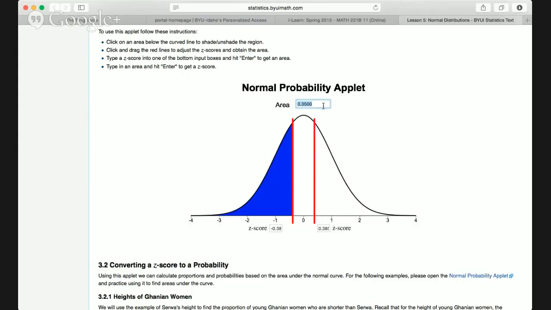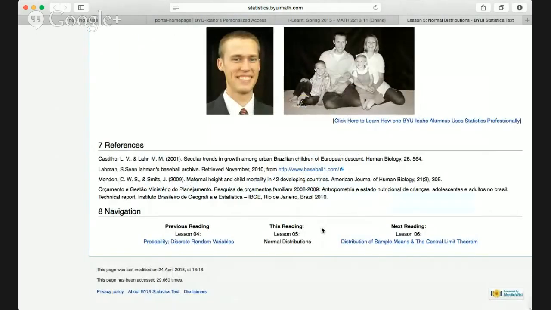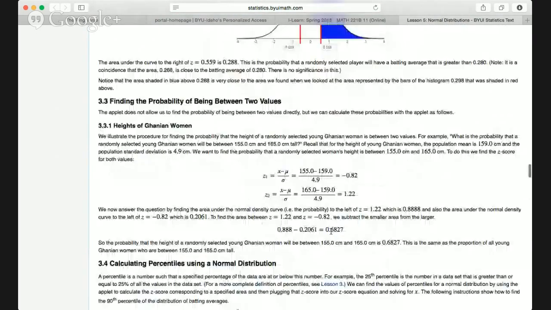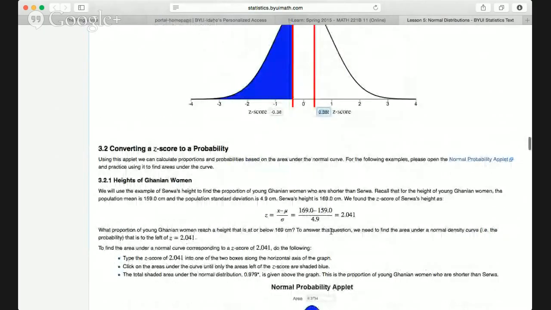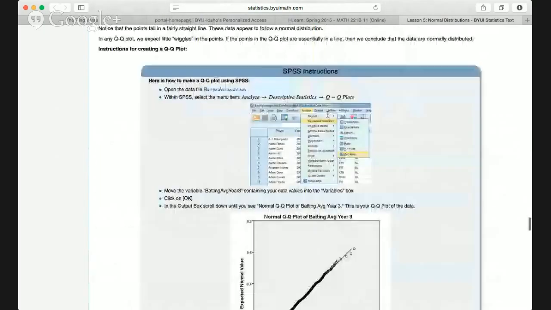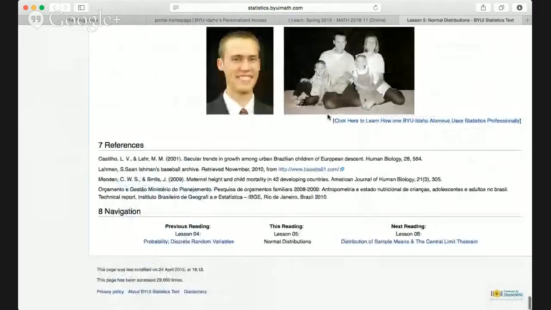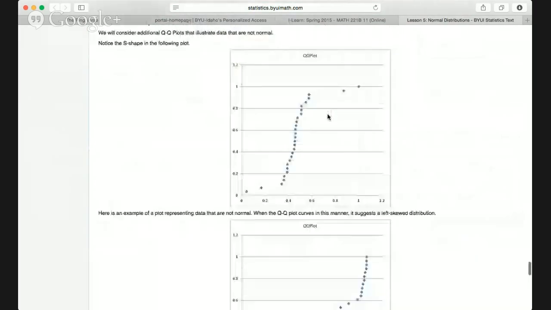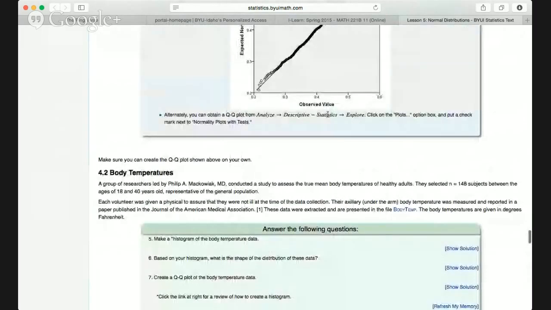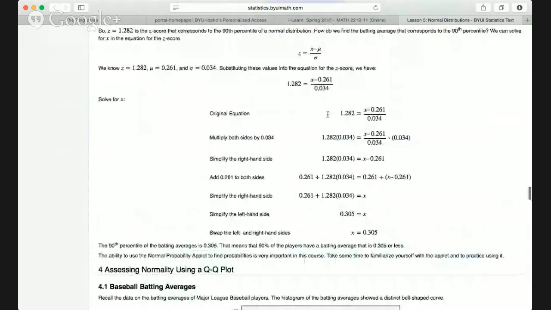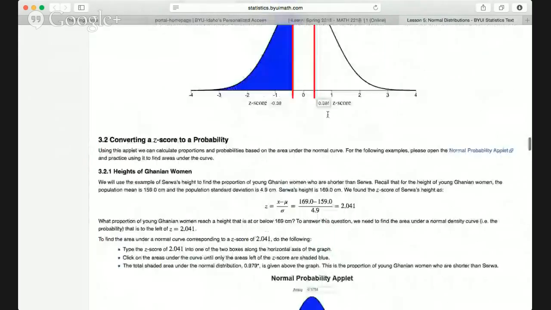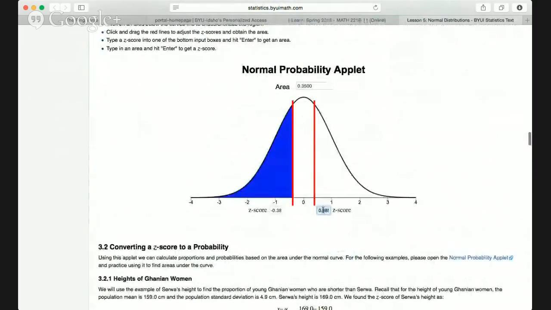So for the area 0.350, it's going to be down in this quadrant. And it gives you a z-score of 0.38. 0.385. Okay.